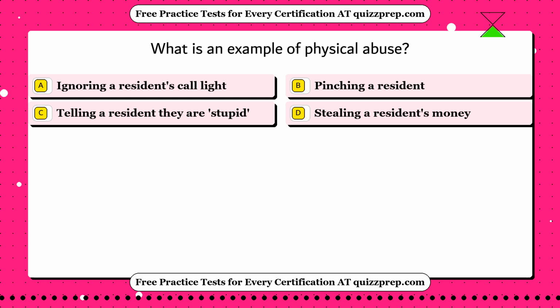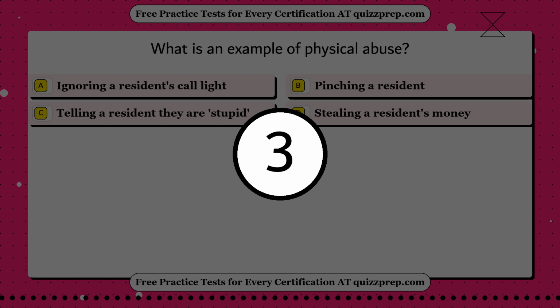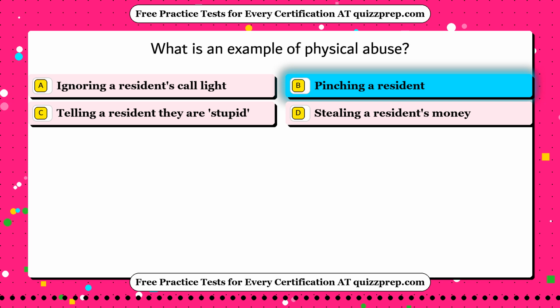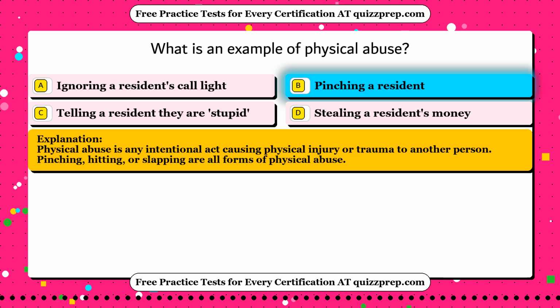Question 56. What is an example of physical abuse? Option A, ignoring a resident's call light. Option B, pinching a resident. Option C, telling a resident they're stupid. Option D, stealing a resident's money. The correct answer is option B, pinching a resident. Physical abuse is any intentional act causing physical injury or trauma to another person. Pinching, hitting, or slapping are all forms of physical abuse.